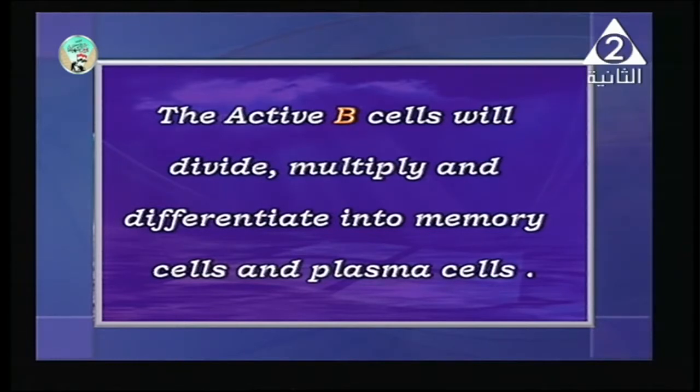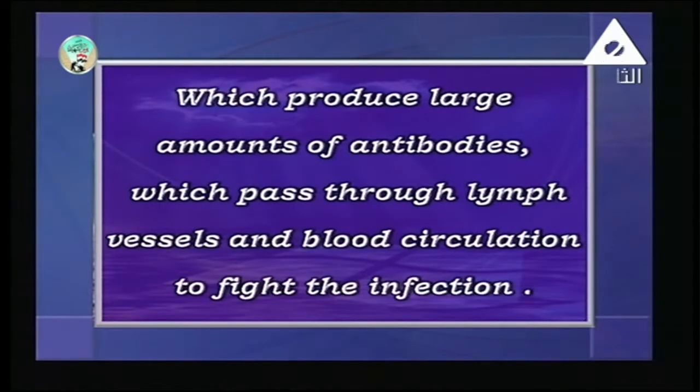And remember that the memory cells have a very important role in this process, and also the plasma cells. So again, the multiplying or differentiation into memory cells and plasma cells, which after that produce a large amount of antibodies. These antibodies pass through lymph vessels and the blood circulation to what? To fight and defend against the infection.